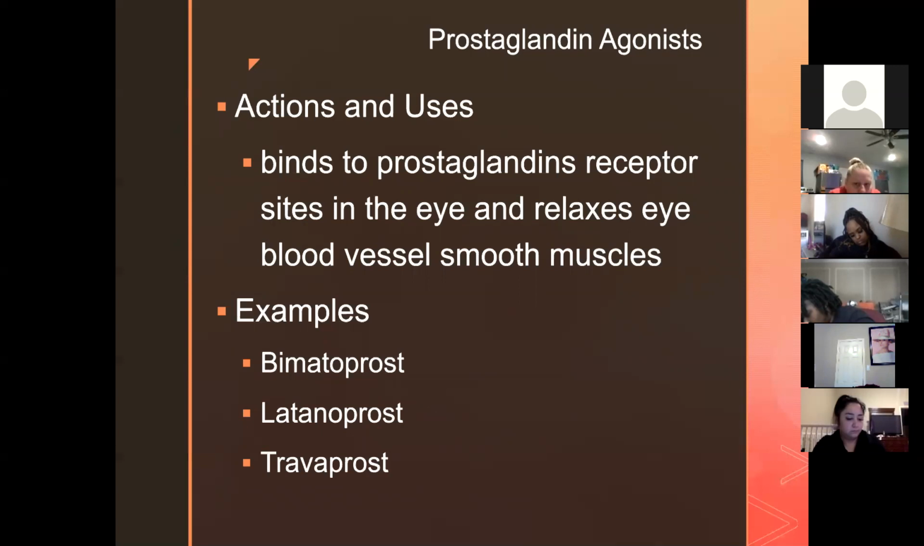Examples of those medications are, oh Lord, help me with these words, bimatoprost, latanoprost, and travoprost. I think that's how you say them. Sounds good to me. So all the Prost medications, I mean, it's kind of in the name of it. The prost at the end is prostaglandin, however you want to say it. So just remember that that is what those are for, okay?